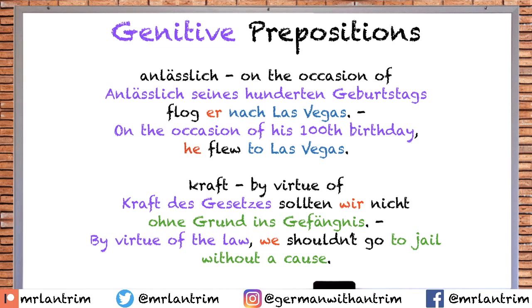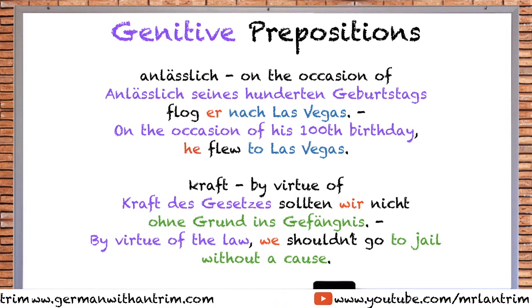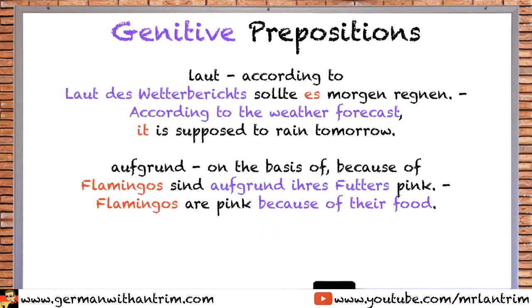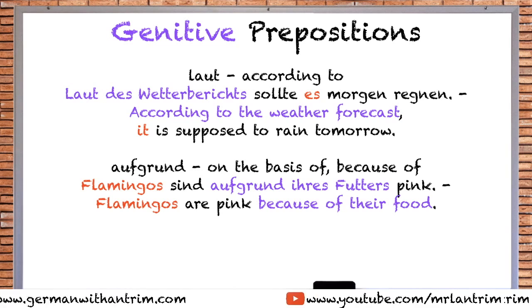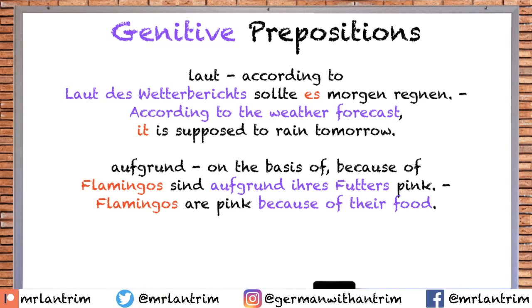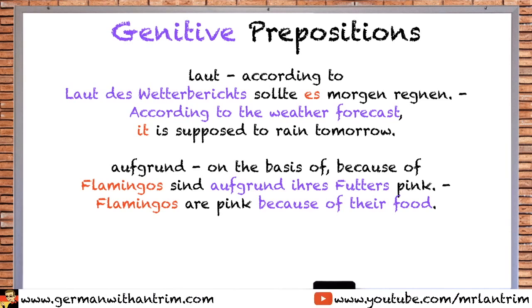Kraft, by virtue of. Kraft des Gesetzes sollten wir nicht ohne Grund ins Gefängnis. By virtue of the law, we shouldn't go to jail without cause. Laut, according to. Laut des Wetterberichts sollte es morgen regnen. According to the weather forecast, it is supposed to rain tomorrow. Aufgrund, on the basis of, because of. Flamingos sind aufgrund ihres Futters pink. Flamingos are pink because of their food.